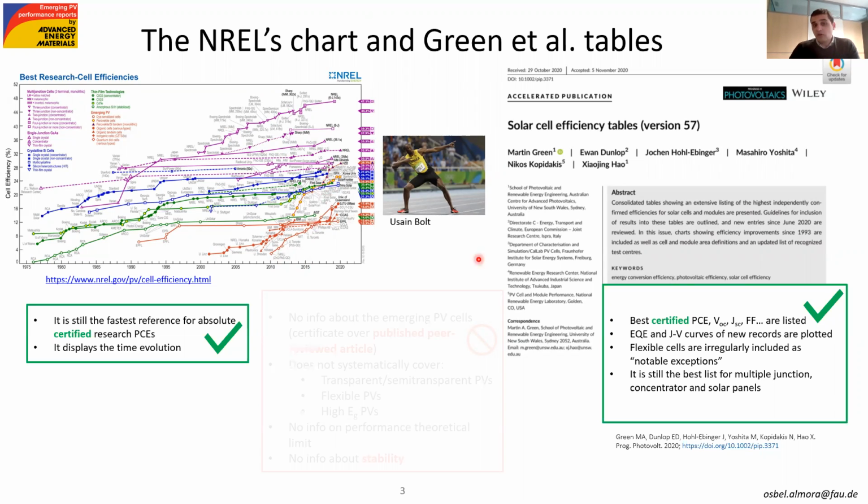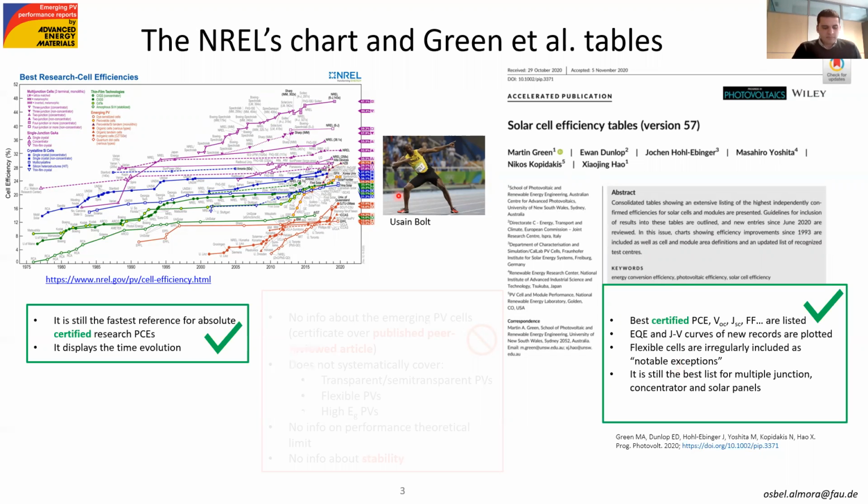Everybody wants to show it, and if you manage to get into this chart, you are very proud of your results, okay? You can also use the solar cell efficiency tables by Martin Green and co-workers, in which they provide a little more information, like the performance parameters and some details about other areas inside photovoltaics, like concentrated cells and multi-junction.